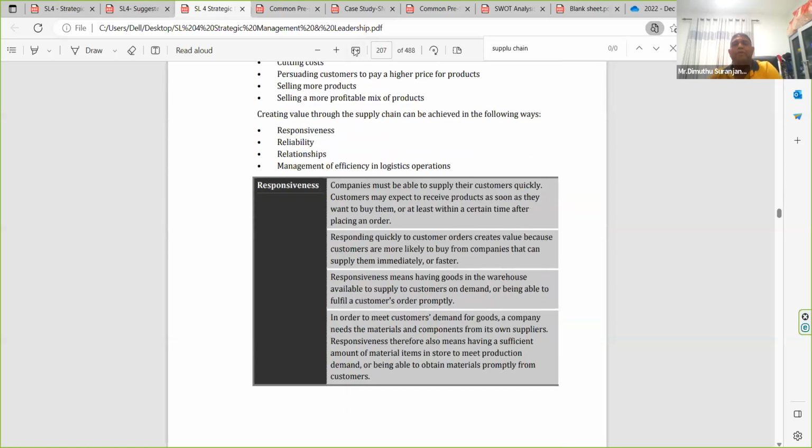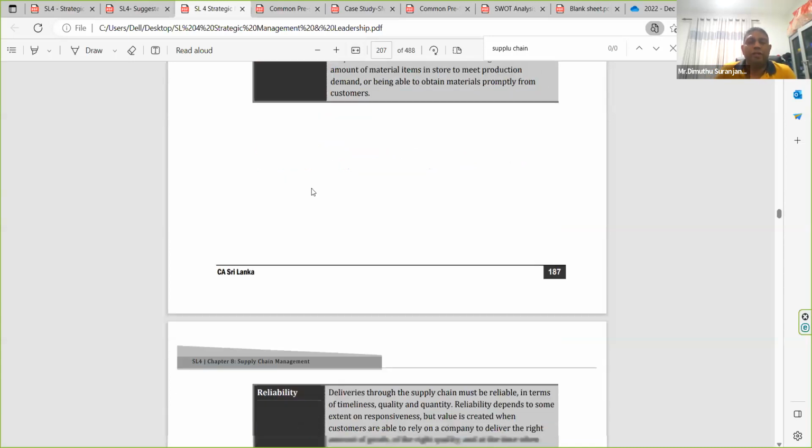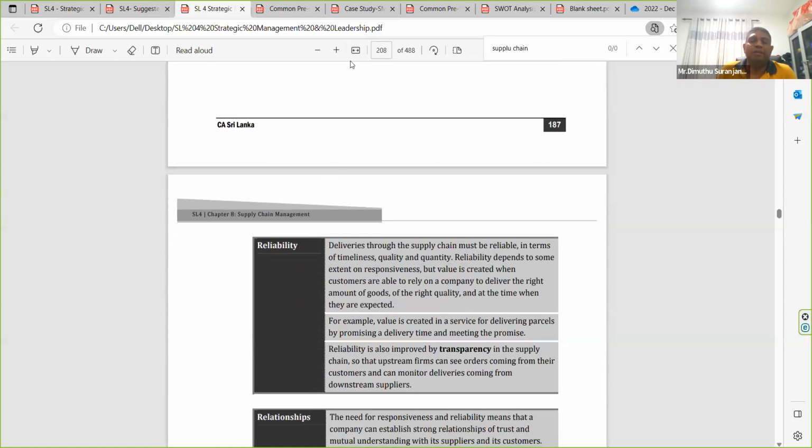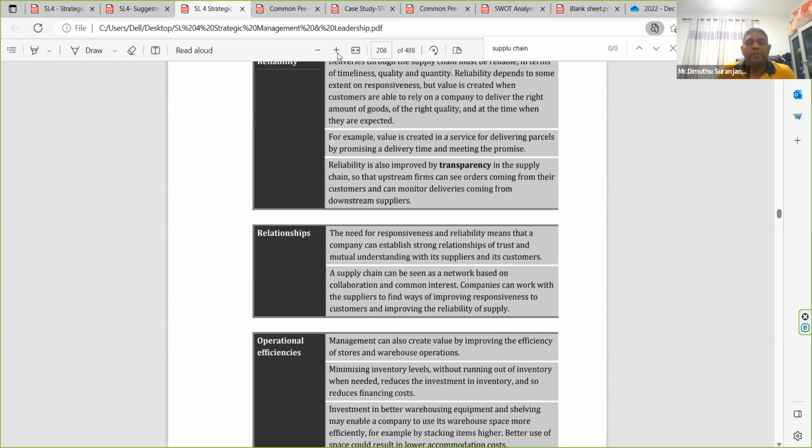You know this point. Responsiveness means you should be able to supply the goods to the customers quickly. To do that, you should have sufficient inventories, both raw material and finished goods. Reliability is in terms of 3 items, no? Quality, quantity, and the timeline. Right? Then relationship: you should develop a good relationship with supply chain partners, customers and suppliers.